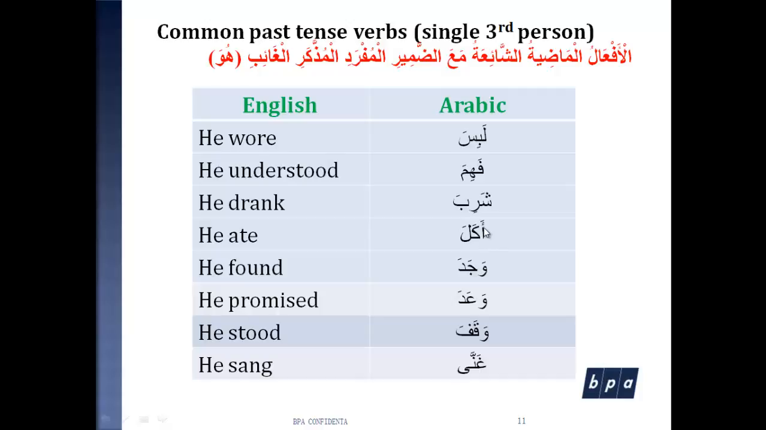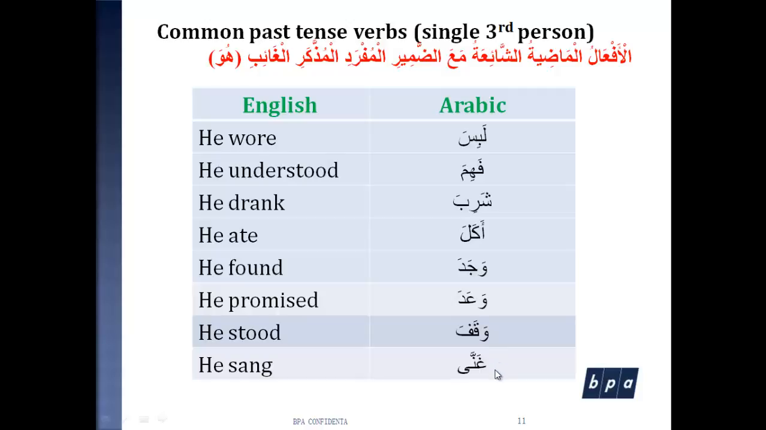Now you can see there's a vowel at the beginning of the verb. Here's وجد, he found. A waw, a vowel, starting the verb. وعد, he promised. Again, the waw is at the beginning. وقف, he stood. And here's the waw at the beginning again.